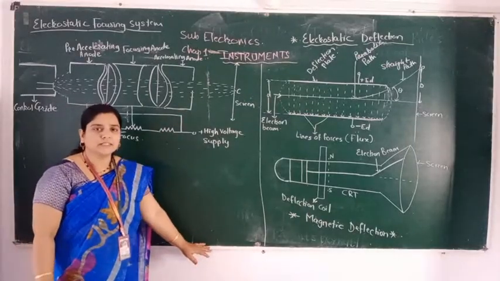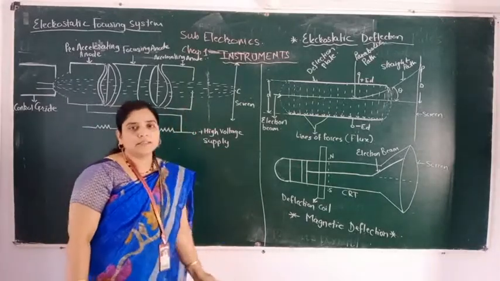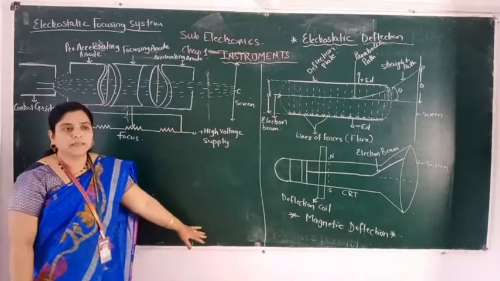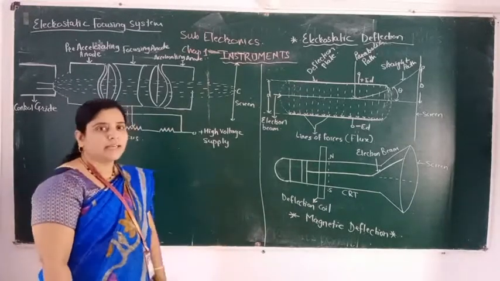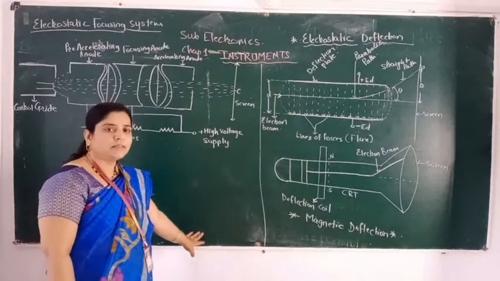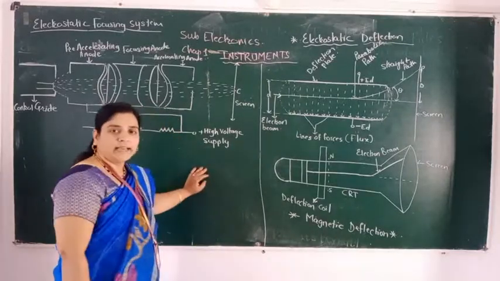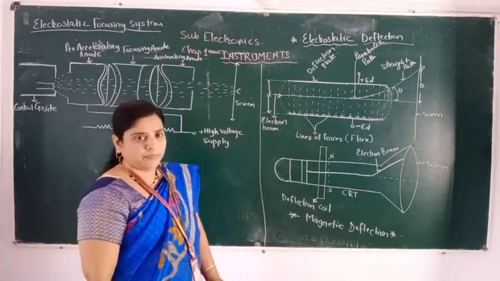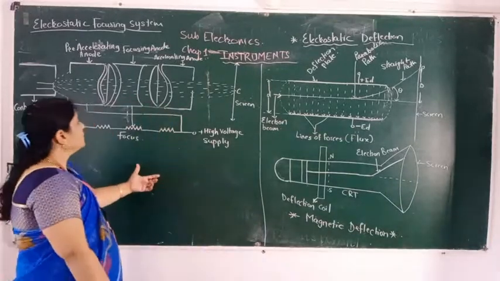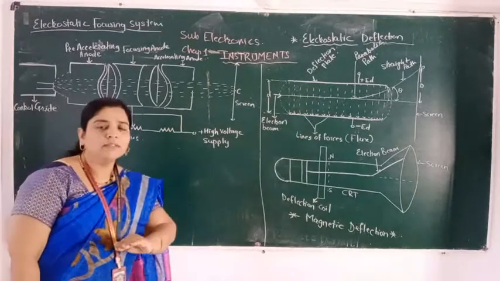In the last lecture, we started the new chapter, chapter number 1, Instruments. In that chapter, we have seen the CRT. What is CRT? CRT is nothing but the cathode ray tube. The diagram for the cathode ray tube we have seen in the previous lecture. Today, we are going to start the new point, the next of the CRT.